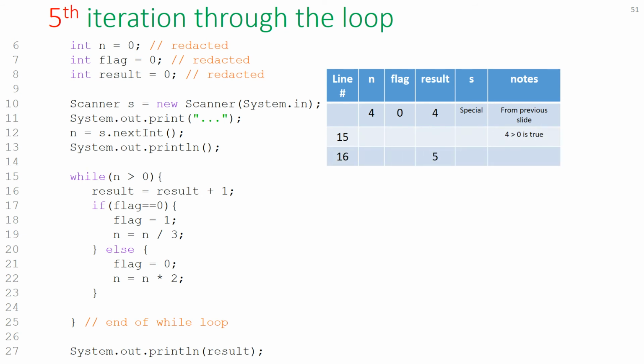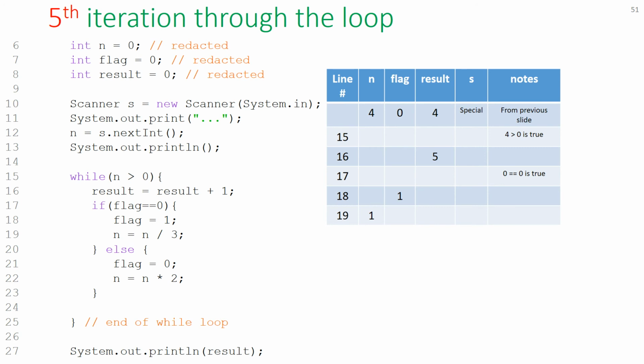Again, 4 greater than 0, yes, this is a 5th iteration. 0 equals 0 is true, so I'm going to set flag to 1. I'm going to divide 4 by 3, that's going to give me 1. I'm almost there, okay? My condition is while n is greater than 0, I almost broke the threshold. I'm at 1. Next iteration, maybe I will stop. No, wait a minute. No, next iteration, I'm going to go back up. Okay, so I know what to anticipate now.